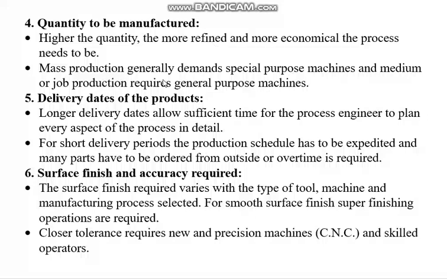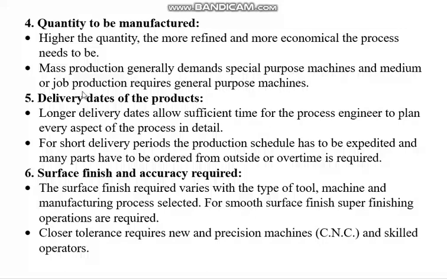Mass production generally demands special purpose machines, and medium or job production requires general purpose machines. There are different types of productions. Job production is one type of production, then mass production is another, and batch production is another. Job production means only one part you are producing, like you are producing an aeroplane. Only one aeroplane you will be making at a time.